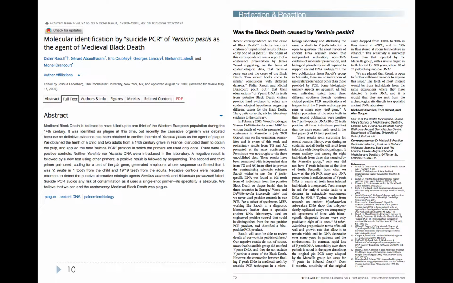And so he was one of the first to say that, yeah, this is some teeth of a child and two adults from a 14th century grave in France, and they did this suicide PCR, and they showed a positive result followed by sequencing, and negative controls were negative, and they basically showed that we can end the controversy that the medieval Black Death was plague.